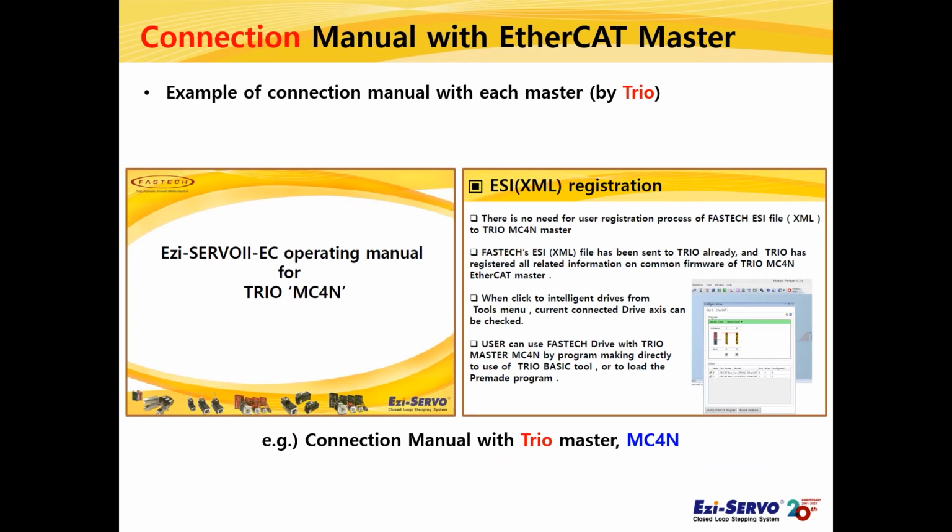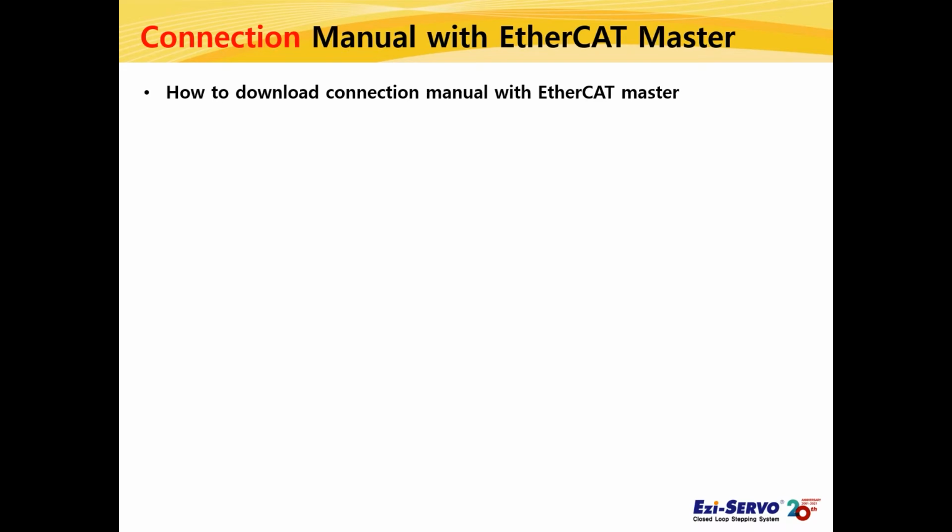Next, let's look at the connection manual example. This is the connection manual for MC4N, the EtherCAT master of Trio and FASTECH EtherCAT slave. The connection manual contains the ESI file registration method, and master and slave connection method. If you set the connection according to this manual, you can connect the master and slave easily and without problems, and without reading the connection manual of the master. And, EtherCAT connection manual with each master can be downloaded from FASTECH website.